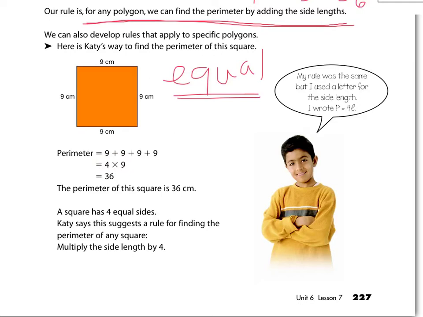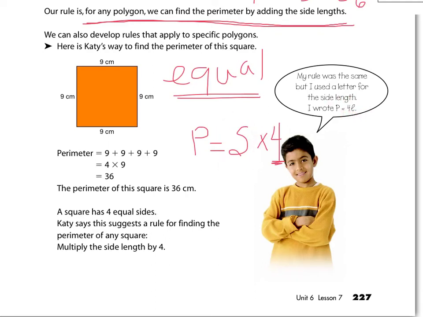So in this case, our formula would be perimeter equals side length times 4, because there's 4 sides. If this shape happened to have 5 equal sides, it would be side length times 5. If it had 6 equal sides, it would be side length times 6. But if we have a shape that has all equal sides, we can multiply it by the side length. Okay, here they've written a perimeter equals 4 times the length.